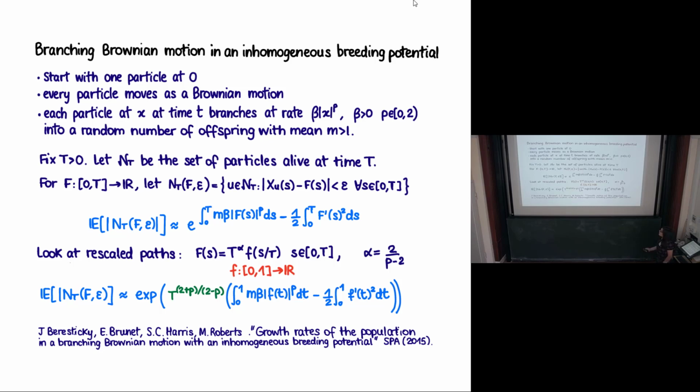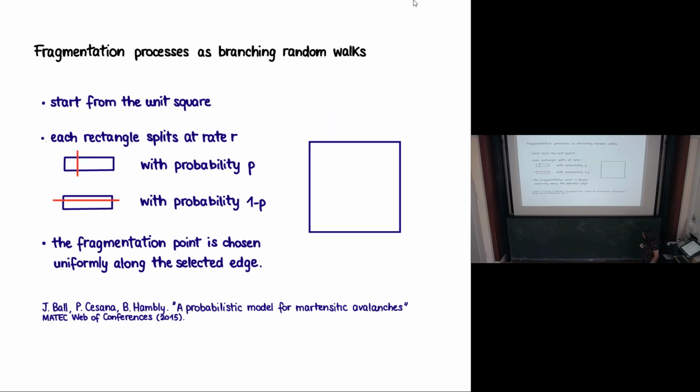Okay. So let me now move to define a fragmentation process. What we're thinking of is a square fragmenting into rectangles. The fragmentation process starts from the unit square, and every rectangle will split at a constant rate r, and will split in either direction with a fixed probability. So in this model, we choose to split along the horizontal line, the base, with fixed probability p, and with probability 1 minus p along the vertical direction. And thereby, we obtain from any rectangle two smaller ones.